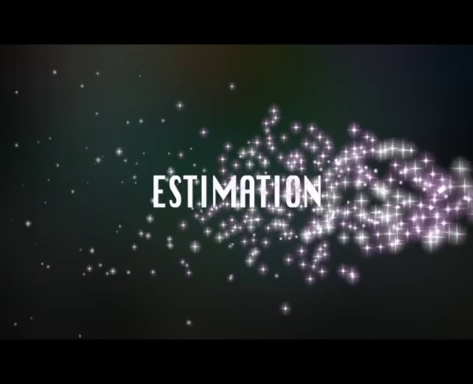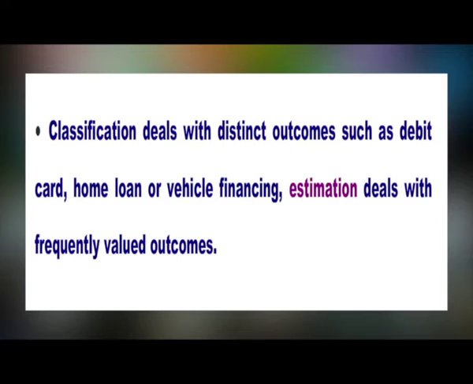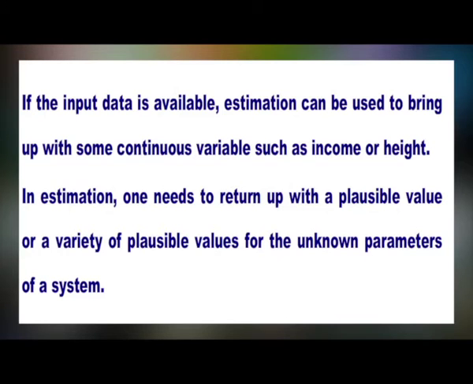The next topic is estimation. Classification deals with discrete outcomes such as debit card, home loan or vehicle financing. Estimation deals with continuously valued outcomes. If the input data is available, estimation can be used to come up with some continuous variables such as income or height. In estimation, one needs to come up with a plausible value or a range of plausible values for the unknown parameters of a system.